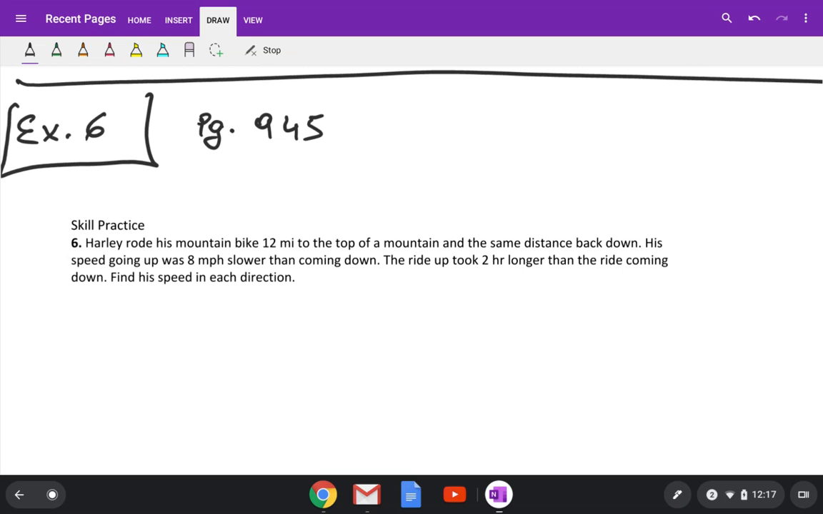We have Harley rode his mountain bike 12 miles to the top of the mountain and the same distance back down. So here we're going to use the information that the distance is equal. His speed going up was 8 miles per hour slower than coming down. The ride up took 2 hours longer than the ride coming down. Find the speed in each direction. Okay, so this is what we need to find, the speed in each direction.